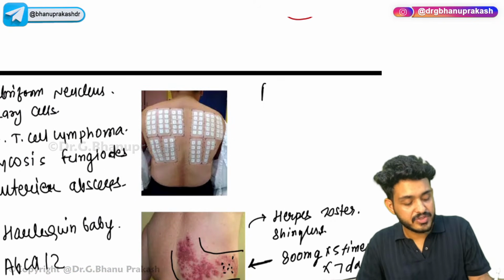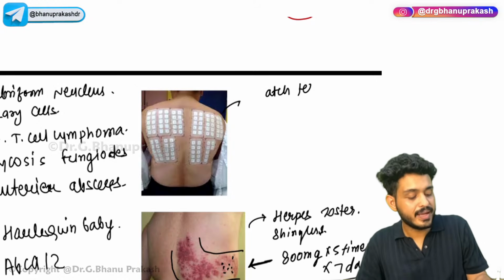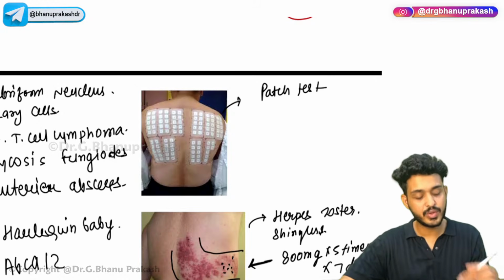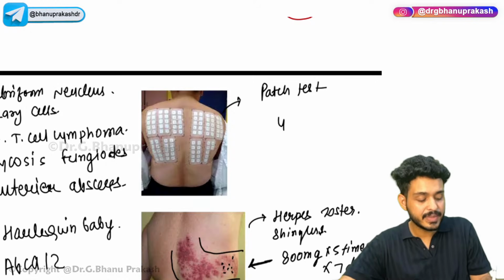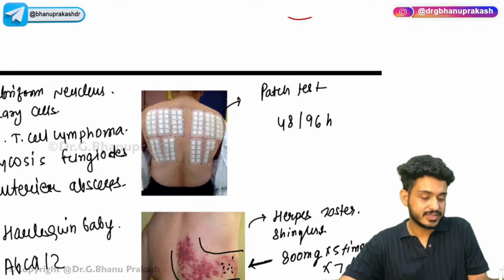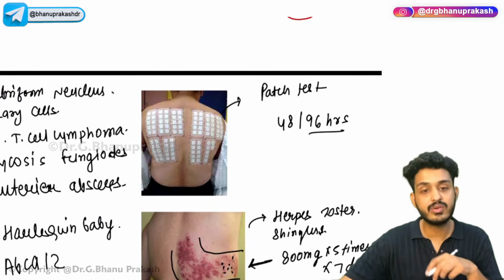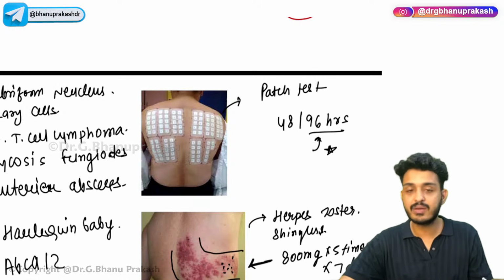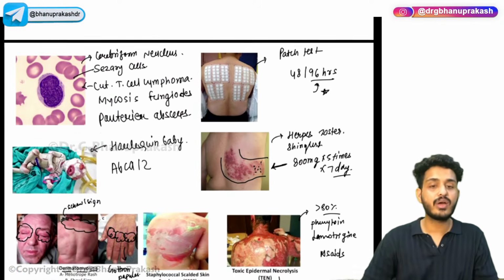And this is your patch test, guys. Patch test for allergic allergy. We are doing this patch test, and the reading will be taken at 48 to 96 hours. 96 is the most common. You have to mark the answer. If 96 is in the options, then you have to mark this answer.